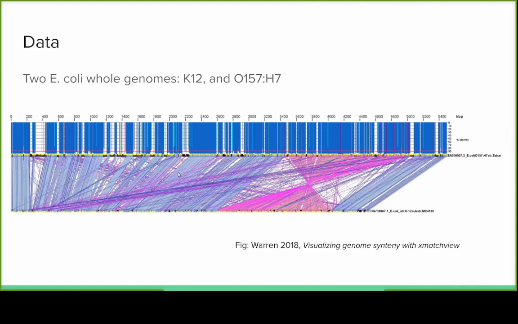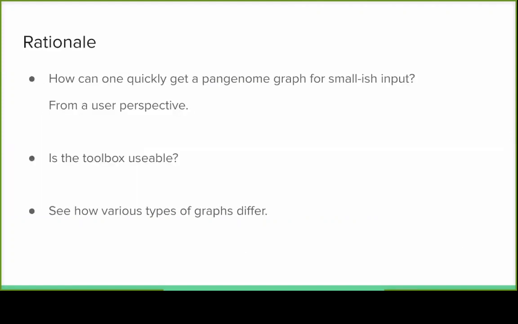And of course, there are other differences between those two genomes, so we'll see how the pangenome graphs will capture those differences. But the takeaway of that slide is only two genomes, very different in variants, big events, and size. The guiding principle of the four examples I will show you is how one can get quickly from genomes to a pangenome graph. For this input, from a user perspective, are the tools usable, and we'll see how the graphs differ.